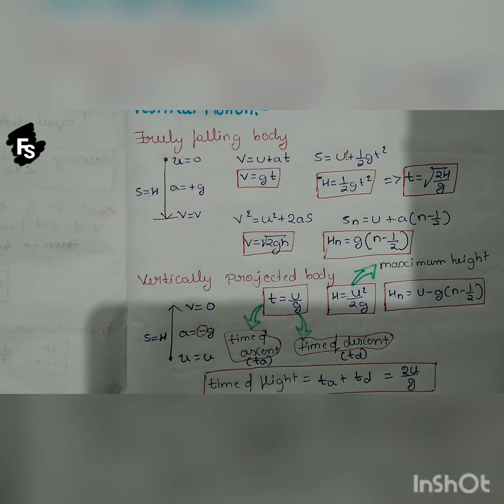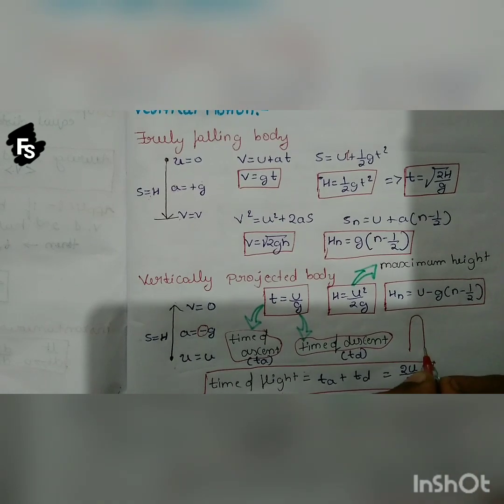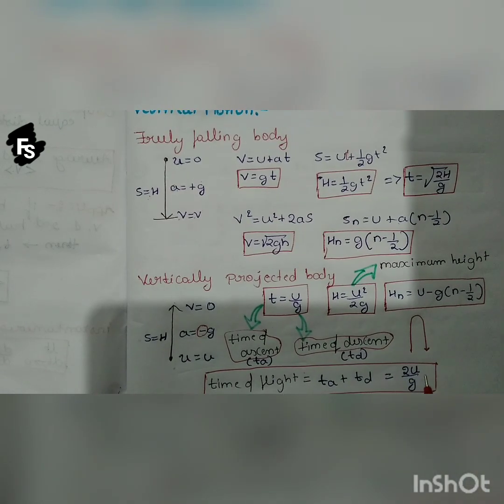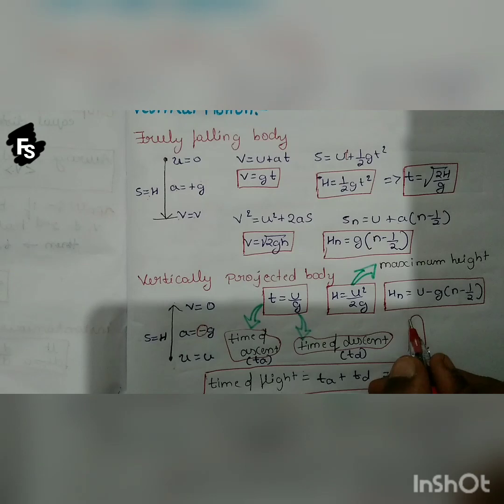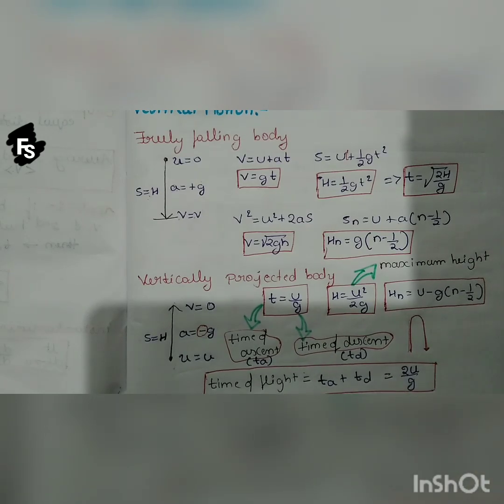Means what is time of flight? Time of flight means going upward as well as coming downward. Going upward is known as time of ascent, and going downward is known as time of descent. Time of flight is equal to time of ascent plus time of descent, which is equal to 2u by g.